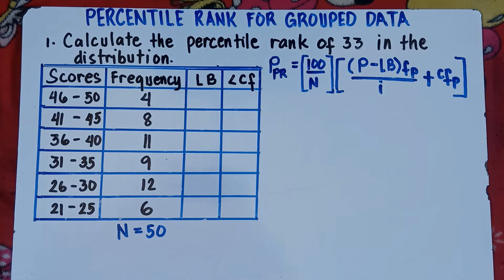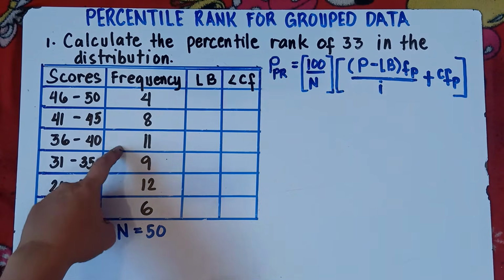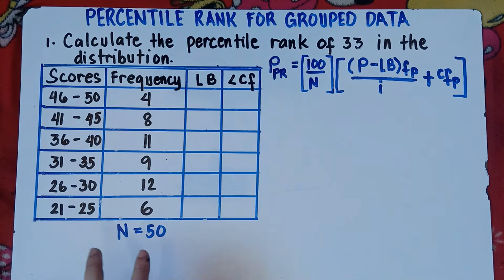Calculate the percentile rank of 33 in the distribution. So these are the given scores and this will be the frequency. Now once again class, for the group data, the scores are already given as well as the frequency. Now n here is the total number of frequency. If you add 6 plus 12 plus 9 plus 11 plus 8 plus 4, you will get 50.